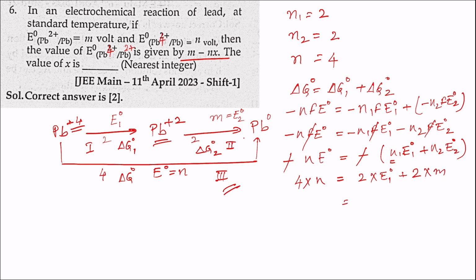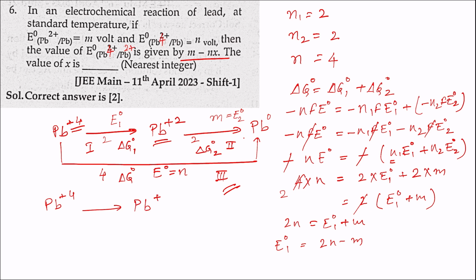Rearranging, now taking 2 as common, 2 into E naught 1 plus m. So 2 2s are 4. So 2n is equal to E naught 1 plus m. So E naught 1 is equal to 2n minus m. Now E naught 1 is the value of EMF when lead in +4 oxidation state is changing into lead in +2 oxidation state. So E naught 1 is equal to 2n minus m.